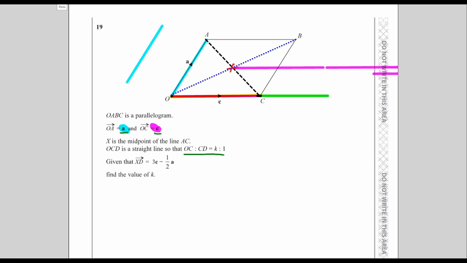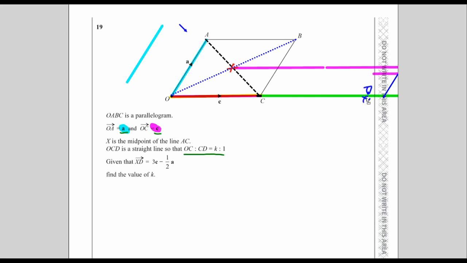Okay, so this gets a bit trickier. So we've drawn on a. If we want minus a half a, we go backwards and we only go halfway. Okay, so that's about right. So we're going to go all the way over here and then back this way. And where we end up is the point on this line that we were talking about before. Okay? So D is somewhere on this green line.